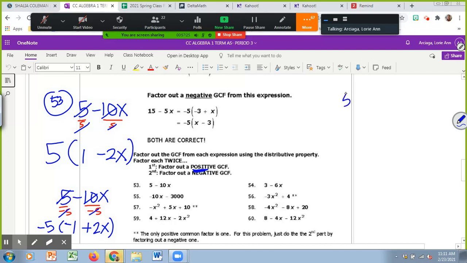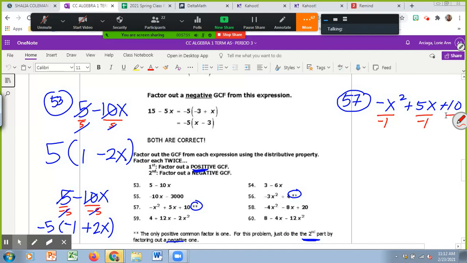But in number 57 and 56, you see those asterisks on top? It says the only positive common factor is 1. So for these problems, just do the second part by factoring out a negative 1. In other words, we're just going to divide them by a negative, and not show the other part, plus 10. Okay, so it's asking us to divide each one by -1. Let's divide by -1. So then our GCF is -1.